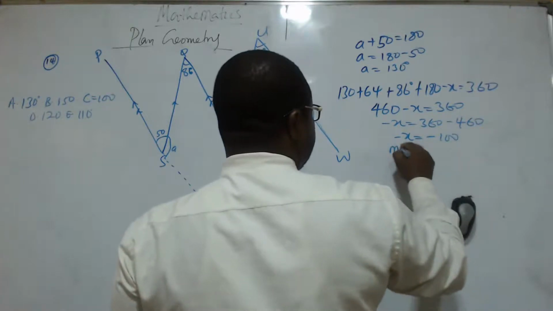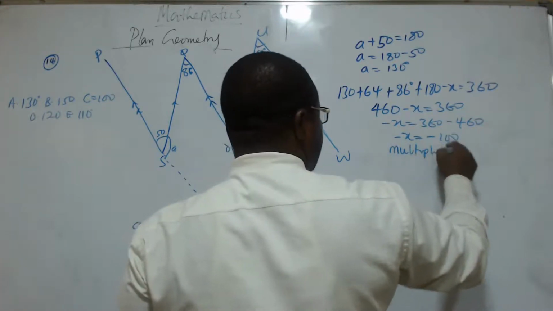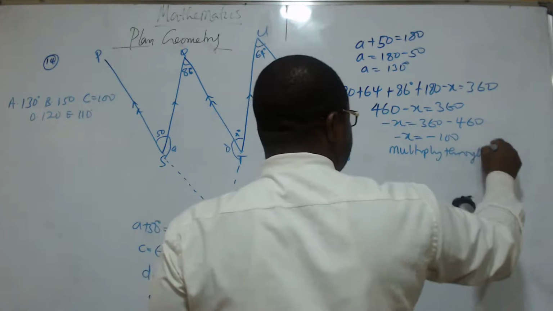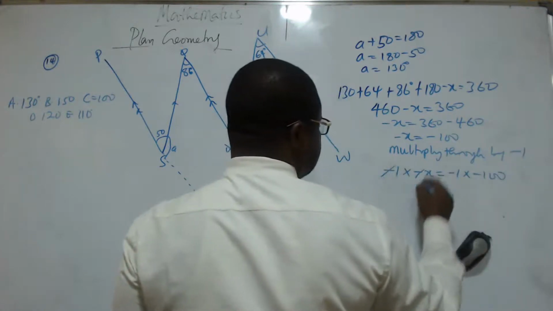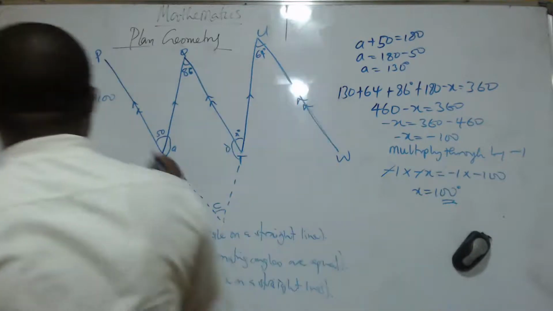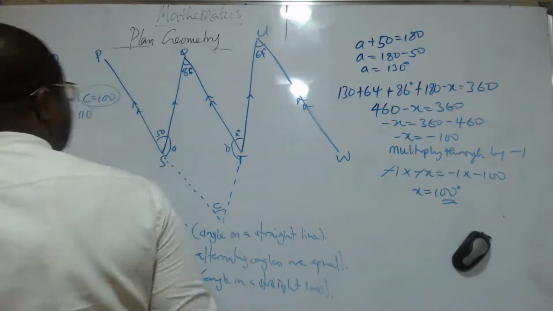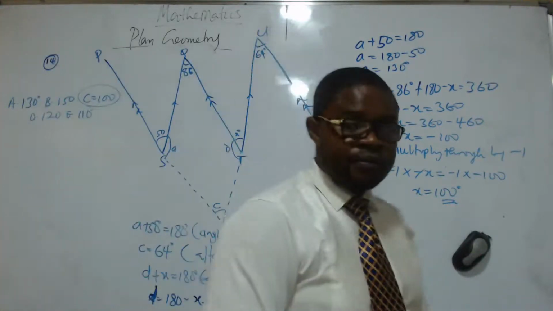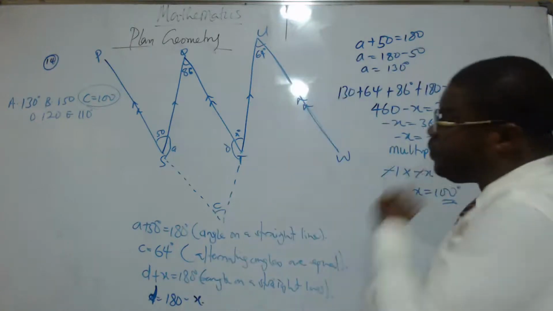Multiply through by minus, so X is 100 degrees. And that is the option. This is the correct answer. Then, note something again.